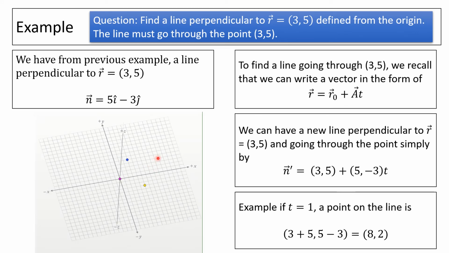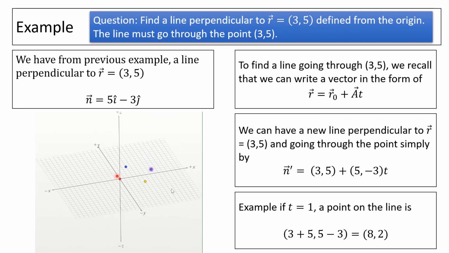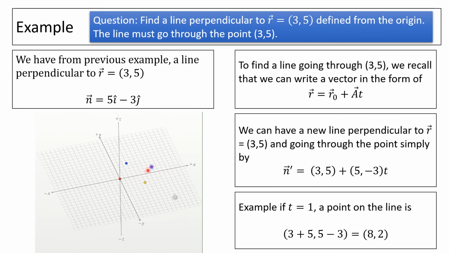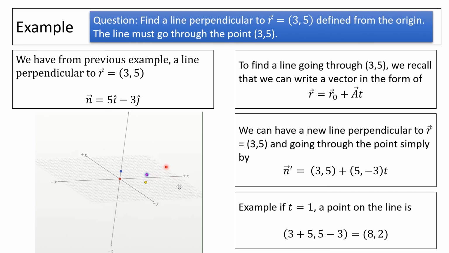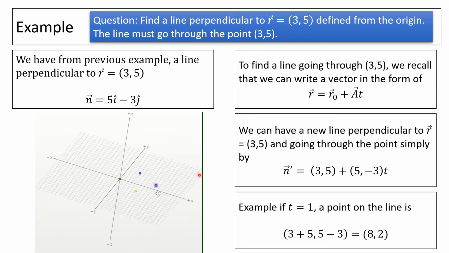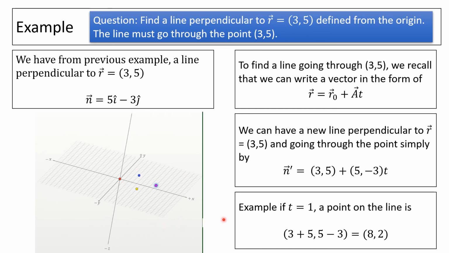Here I just give an example. The blue line is 3, 5. The yellow point here is basically the vector n, and this point over here is the point 8, 2. So here is the vector n, and this is the same vector but going through the point 3, 5. That is how you find the vector perpendicular to a given vector. And if you want to find a vector going through a given point, you just have to make use of this equation, r equals r0 plus at.